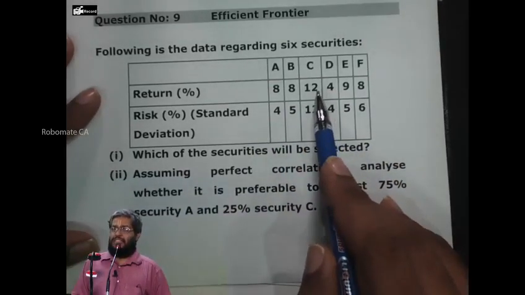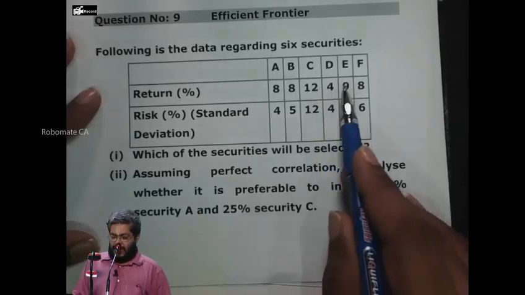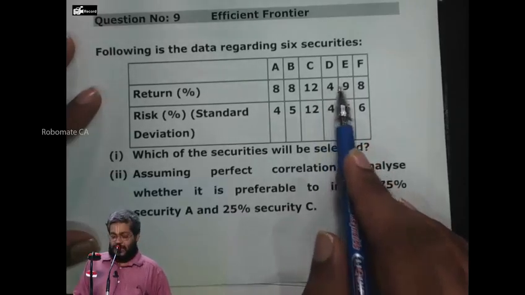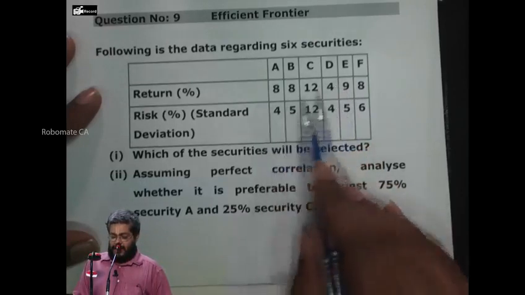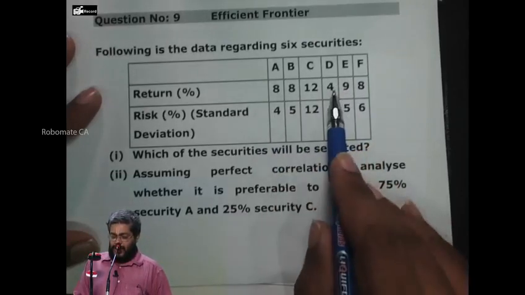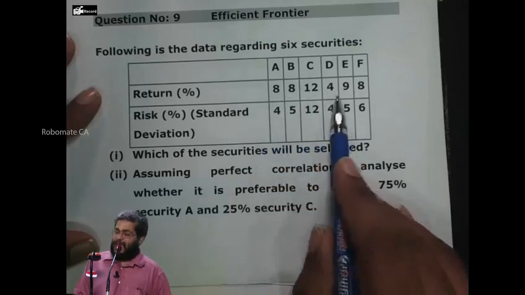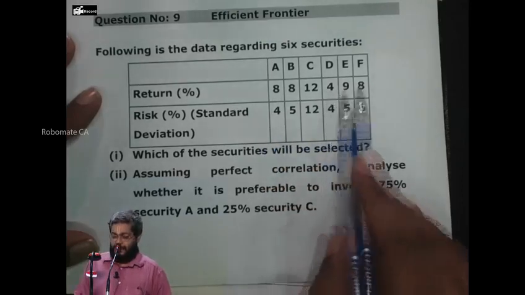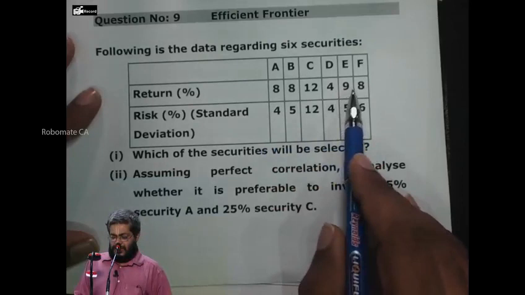Is C efficient or inefficient? Efficient. Okay. Is D efficient or inefficient? Inefficient. And for D, A gives what? More return for the same risk. It is inferior to A. Is E efficient or inefficient?